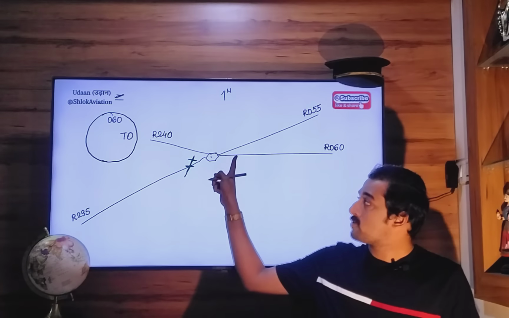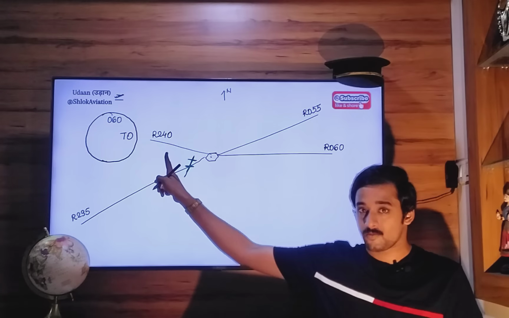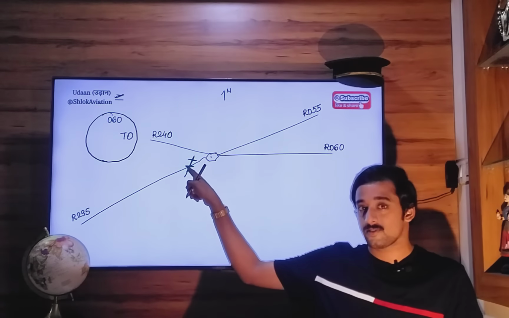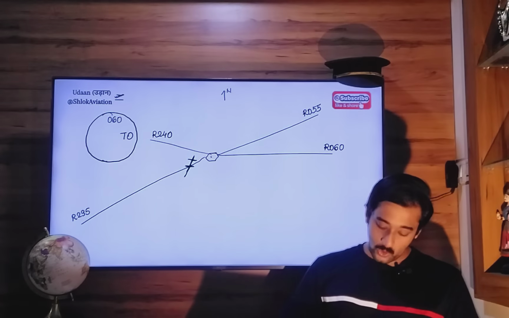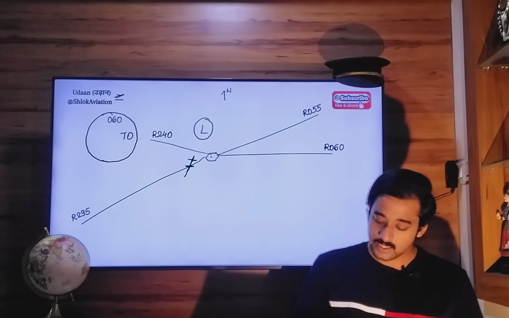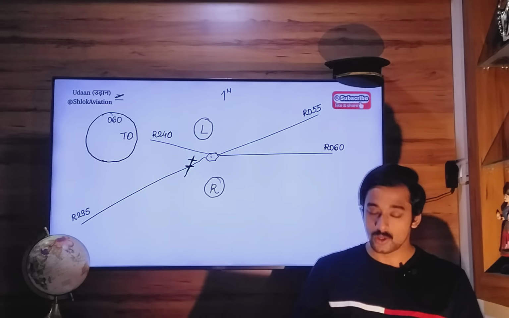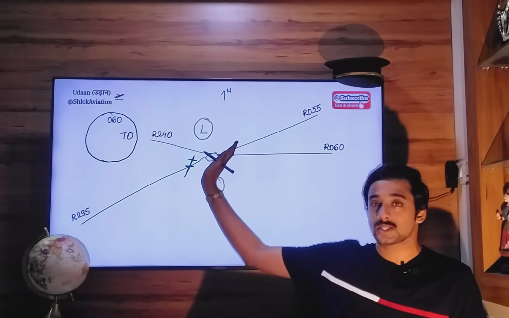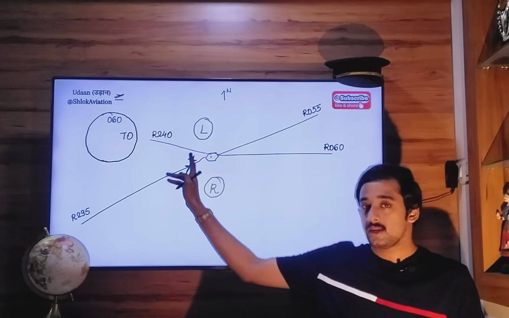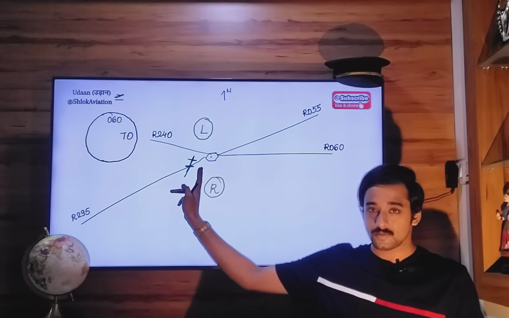Now the reciprocal of 060 is 240, and you are currently positioned on radial 235. 240 going inbound will be to the left hand side of 235. So you are flying inbound towards this VOR. Radial 240 will be to the left and you are to the right of it.